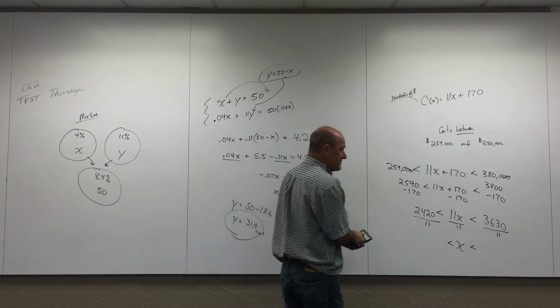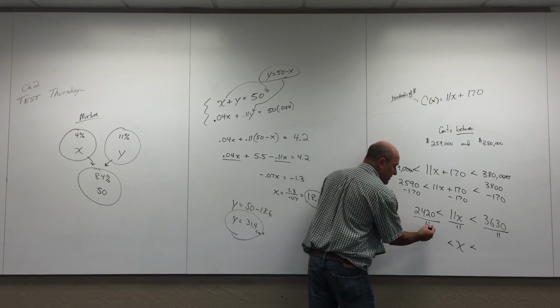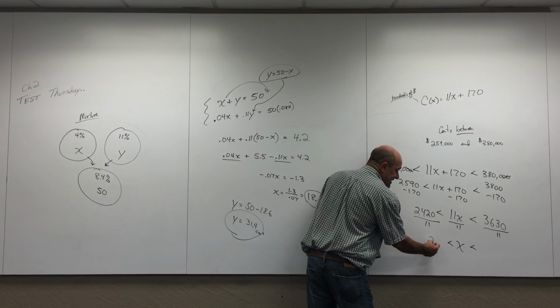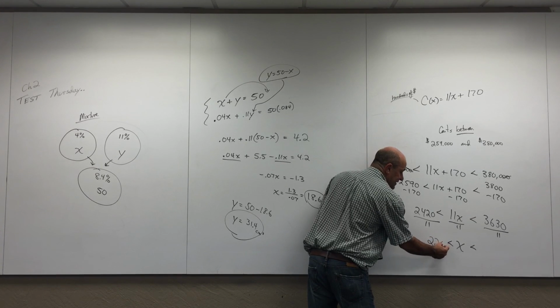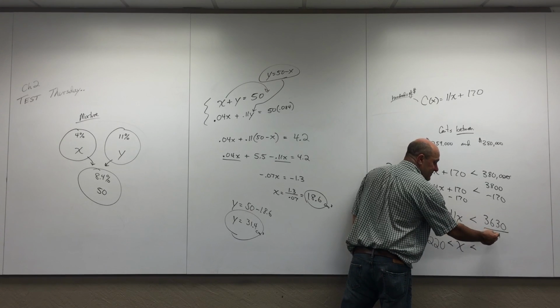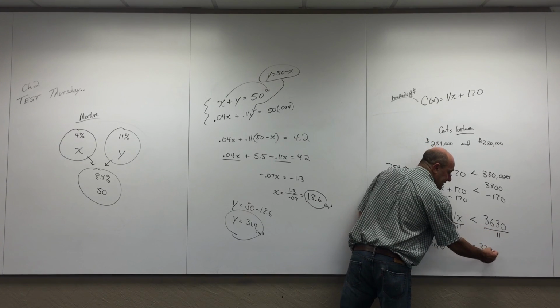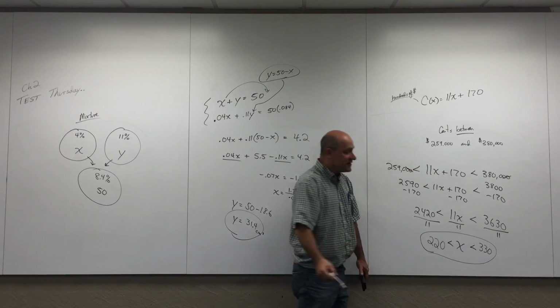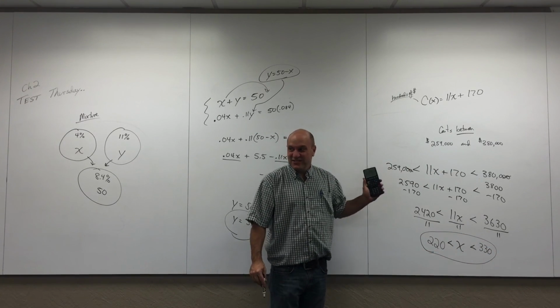What are those numbers? What is this one? 220. Exactly? Oh, it came out exactly. 220. Well, that's nice of them. And this one? 330. Exactly, huh? Well, that's nice of them. I think we did this problem. We had to adjust those hundreds.